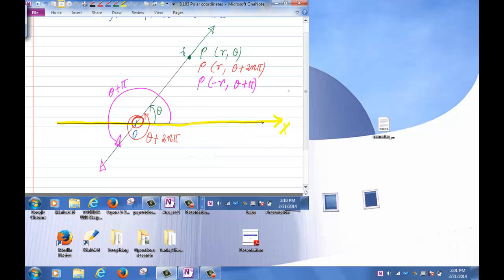If I add any multiple of 2 pi, I would come to the same position as theta plus pi. The direction of the polar axis and the position would be the same as for theta plus pi if I add 2 n pi. So there are many possibilities, but basically all I need is these two. These two describe all the possibilities.